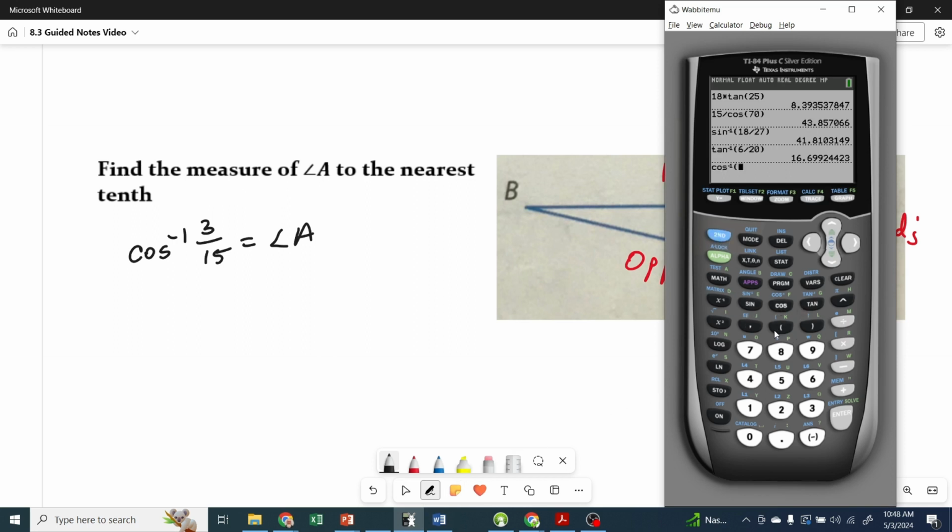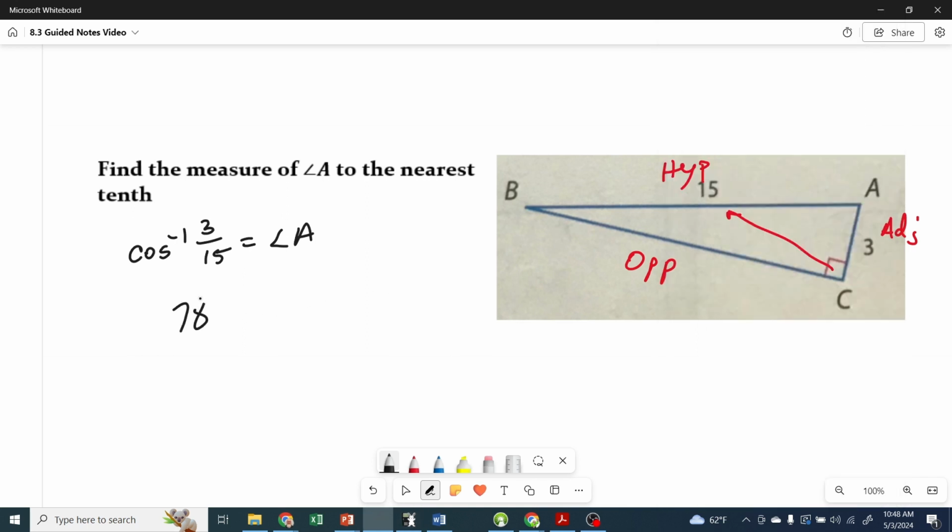Second cosine, 3 divided by 15, and I've got 78.5 equal to angle A.